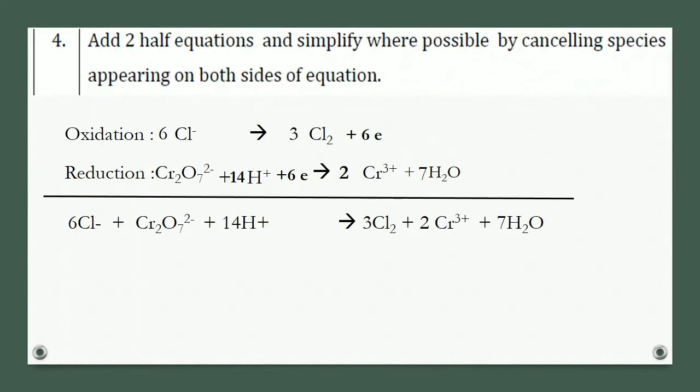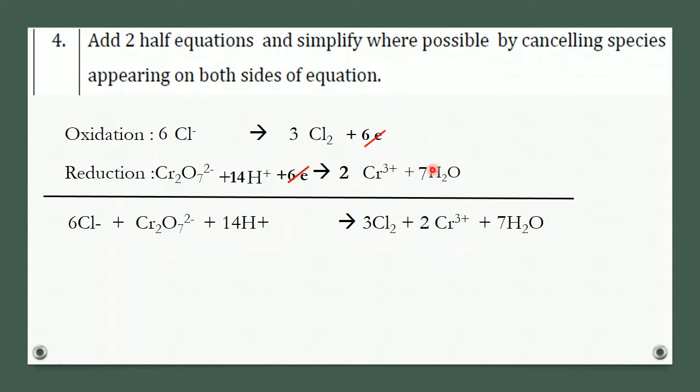So after I multiply by 3, I will get 6Cl⁻, 3Cl₂ and 6 electrons. So after you get the number of electrons similar, then we can combine by cancelling the same species appearing on the opposite side. So 6 electrons, I can cancel the 6 electrons on the right side with the 6 electrons on the left side. So check if there's any similar species. Okay, if there's no more similar species, then we can combine both the oxidation and reduction half equations.